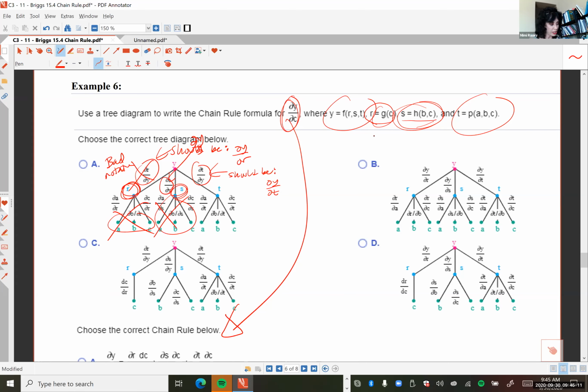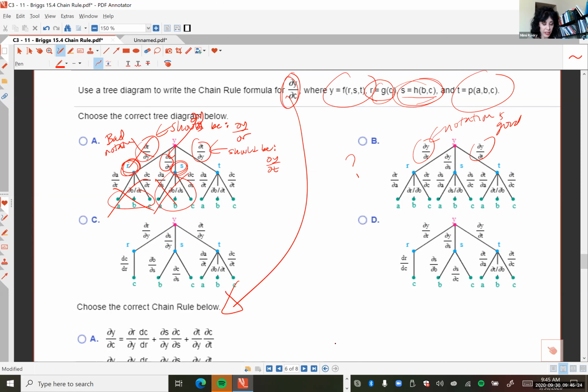Okay, let's turn our attention to b. Is he going to be the guy? It looks like at least this notation is good. So that's an improvement. So we like the notation there. But why would letter B still not be a good choice? R is supposed to only have one. Yeah, R should only have one independent variable. And it looks like from this diagram, he's got 3 attached to him. So that's no good.